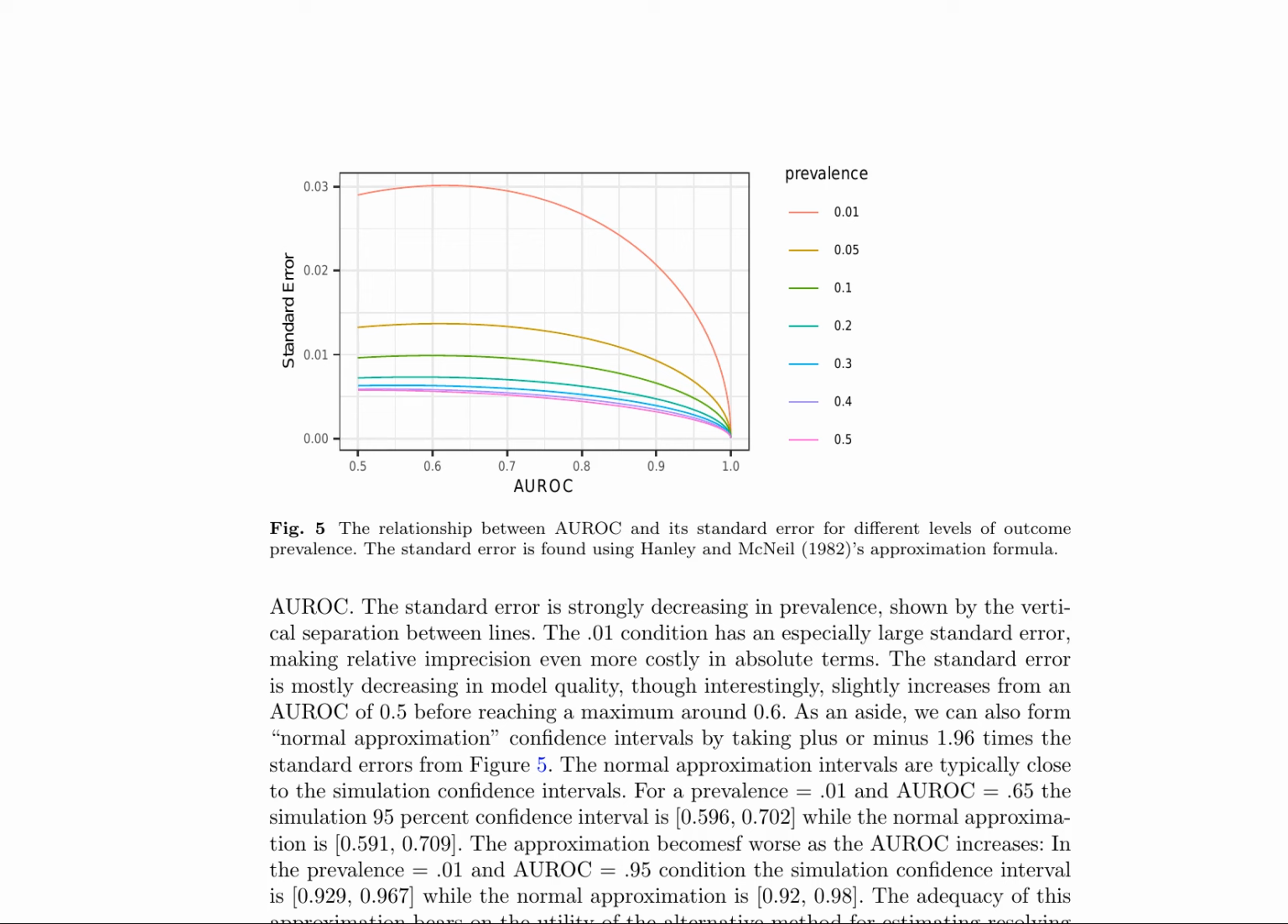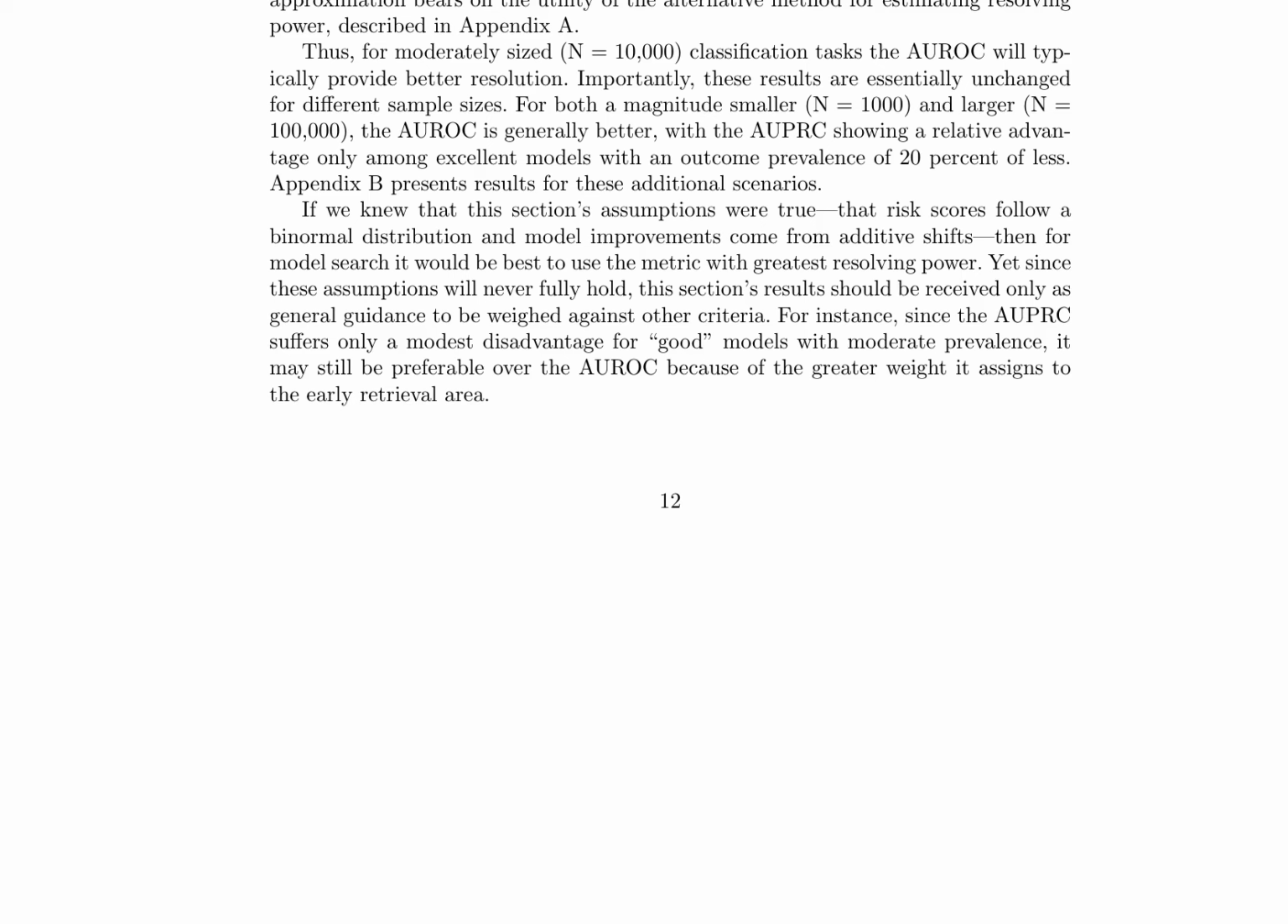The resolving power of the AUROC is compared to that of the area under the precision recall curve, AUPRC, for moderately sized classification tasks, n equals 10,000. The results suggest that the AUROC typically provides better resolution, with the AUPRC showing a relative advantage only among excellent models with an outcome prevalence of 20% or less. These findings are largely unchanged for different sample sizes, n equals 1,000 and n equals 100,000. These results are based on the assumptions that risk scores follow a binormal distribution and model improvements come from additive shifts.